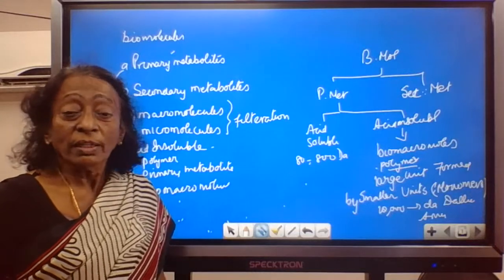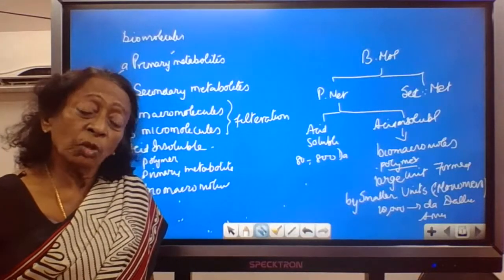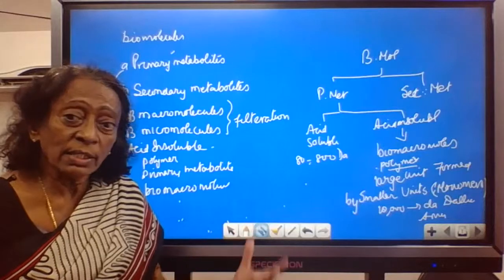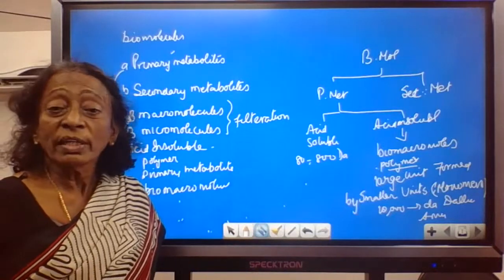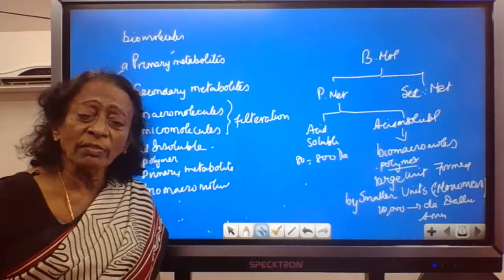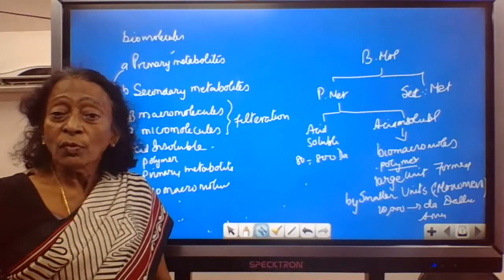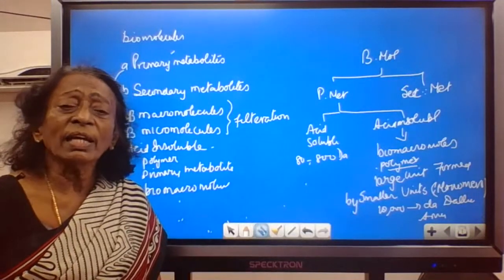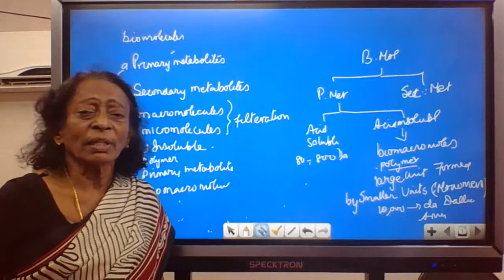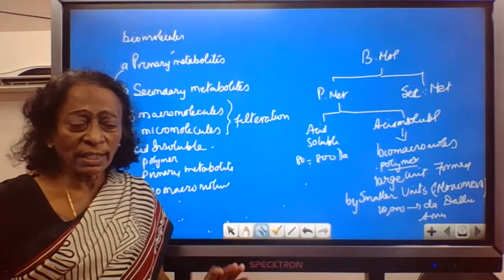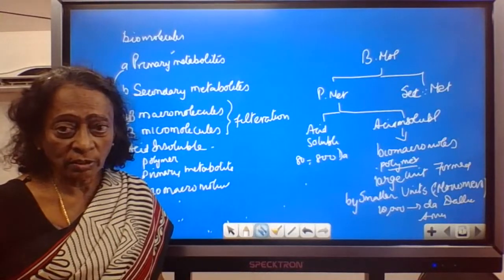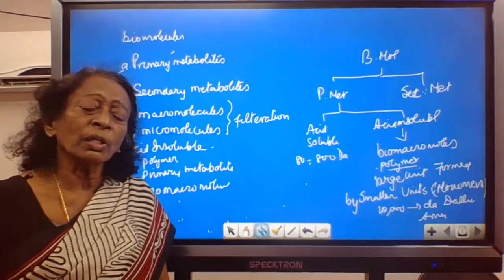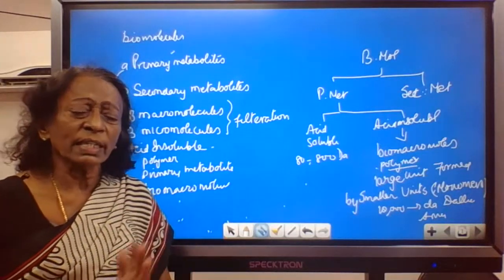That is salt form. Then next, what they found out: these biomolecules, some are acid soluble, some are acid insoluble. Third point, some are heavier in molecular weight, some are lighter in molecular weight. Fourth point, some undergo chemical reaction, some do not undergo chemical reaction. So these are the analyses of biomolecules. Then they grouped the biomolecules as primary metabolites and secondary metabolites.